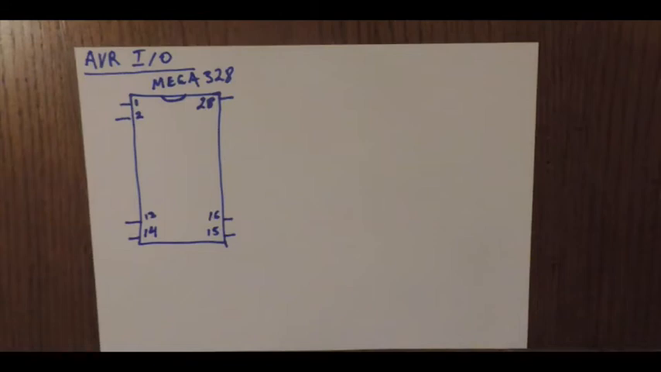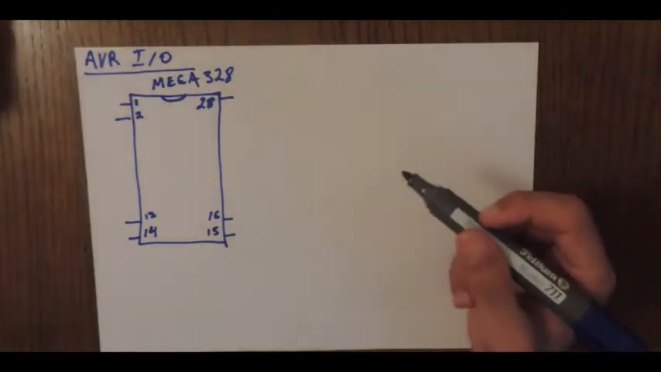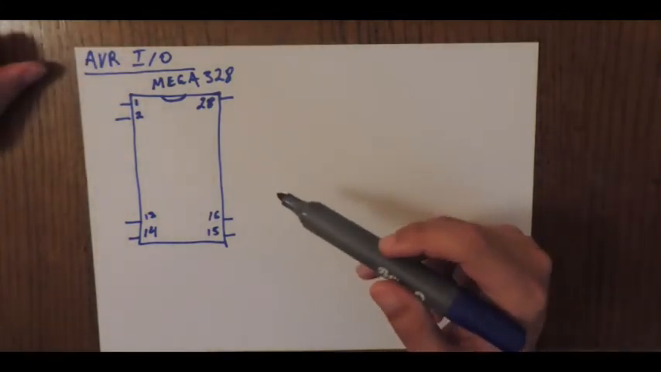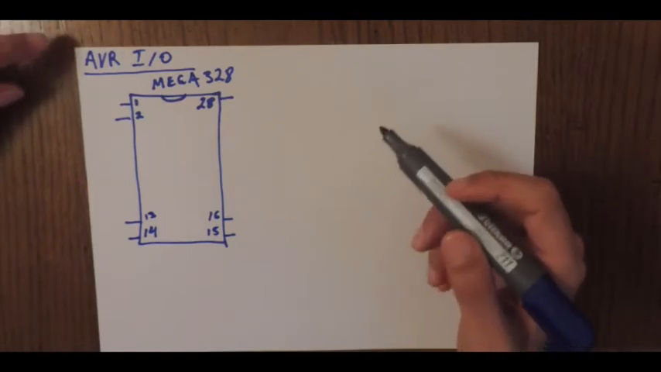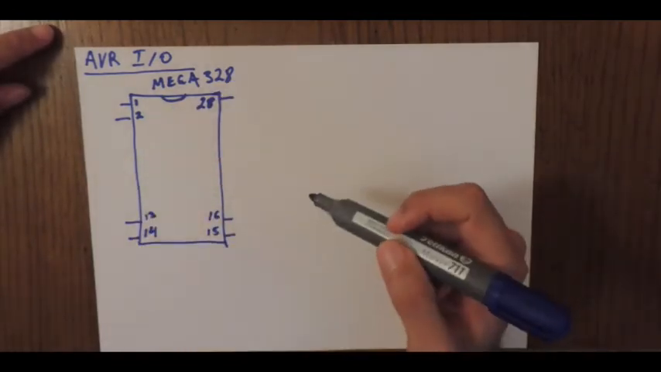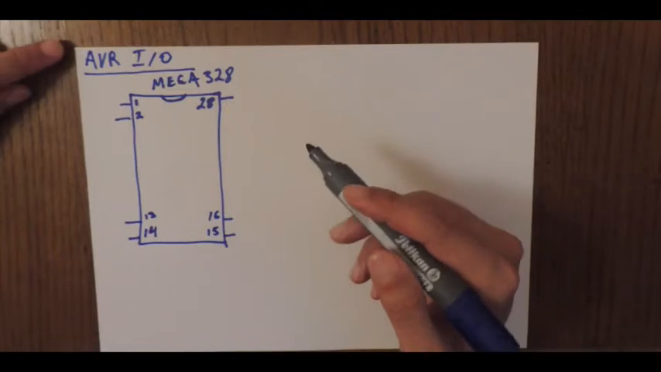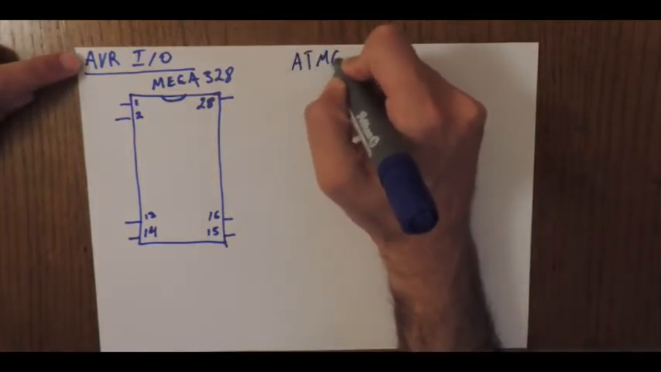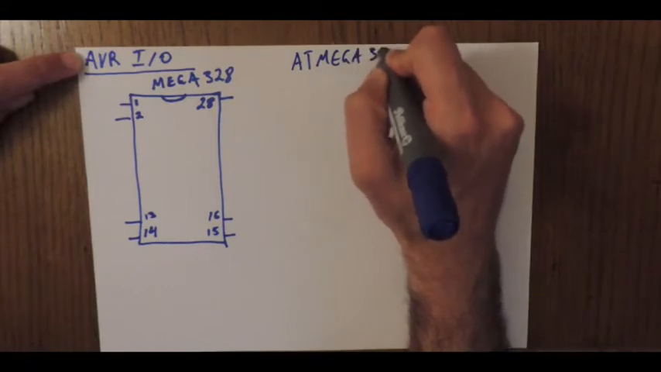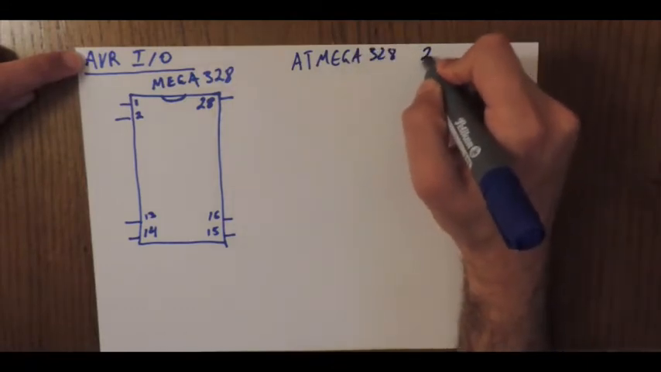Everybody, I would like to discuss today the I/O operations of the ATMEGA328. Before starting with discussing ports and how we can get inputs inside the microcontroller, which is in our case the ATMEGA328, we need to discuss a little bit the number of pins it has. So the ATMEGA328 has 28 pins.